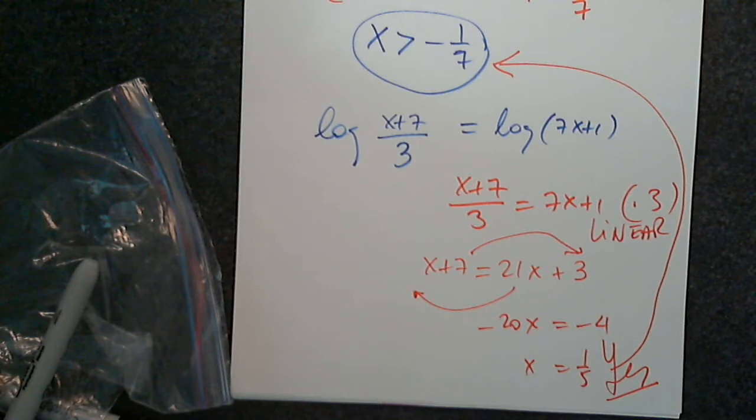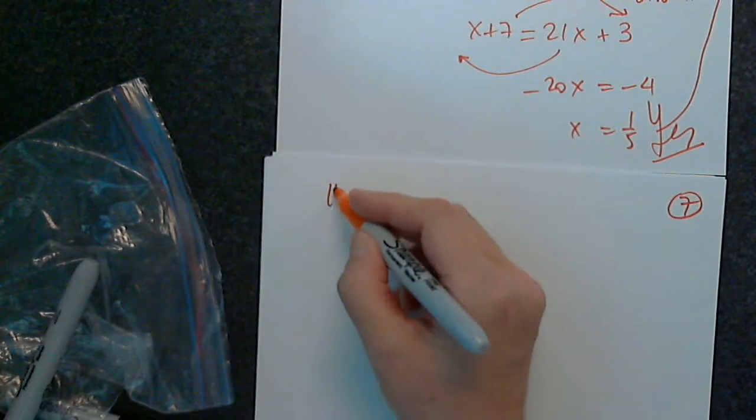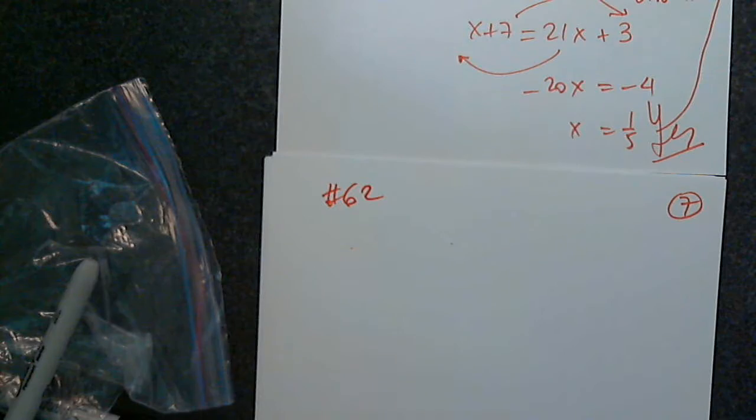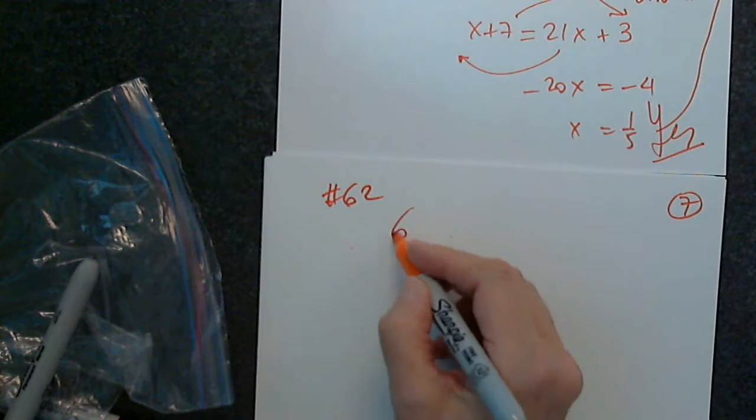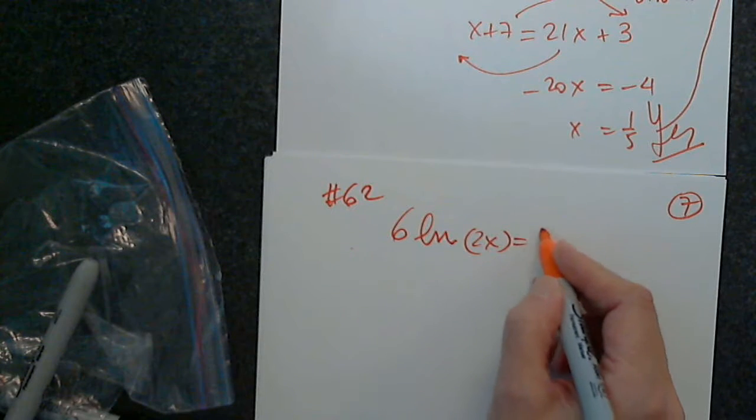I would like to look at 62. And then one more I have in mind. 62. 6 natural log 2x equals 30.